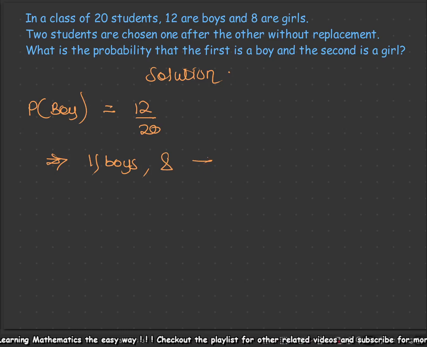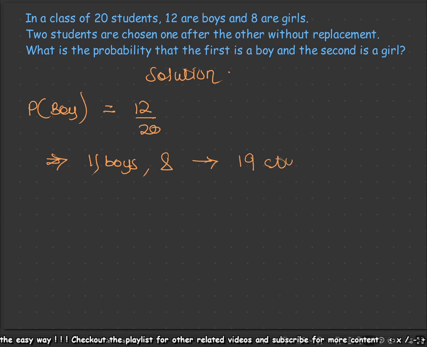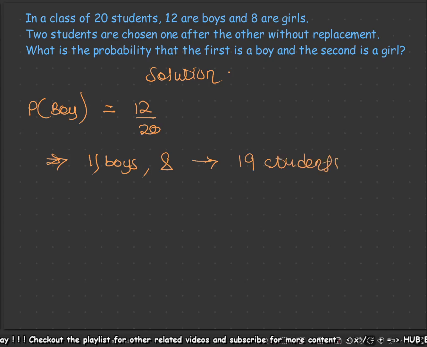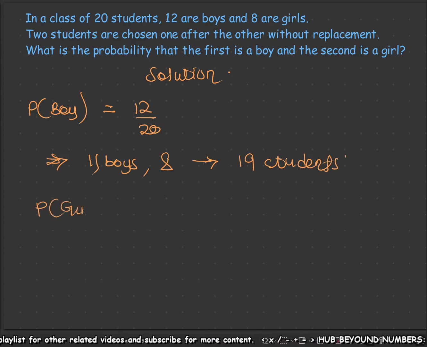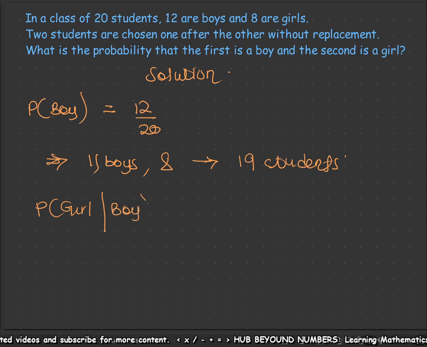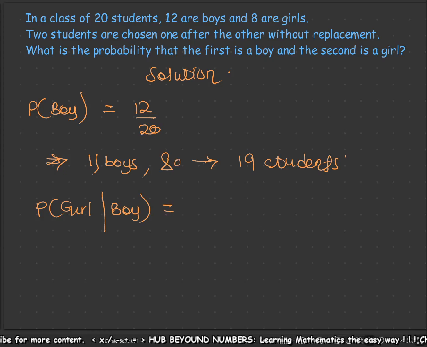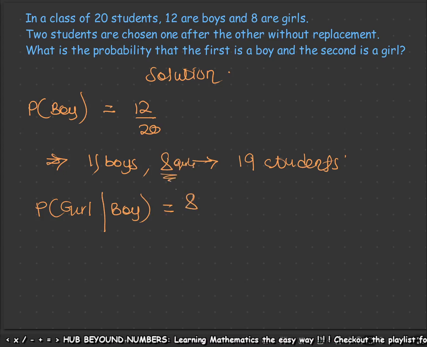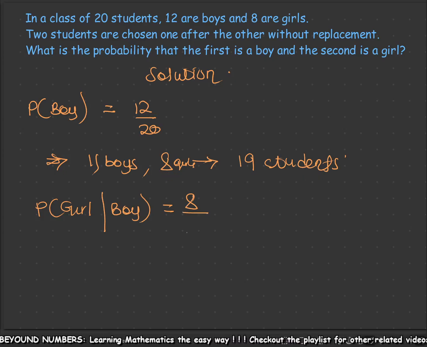And this means that we have a total of 19 students. So we now want the probability of picking a girl after we have picked a boy. And that is also going to be the number of girls, which was 8. So 8 from here, all over the total number of students this time around, which is 19.